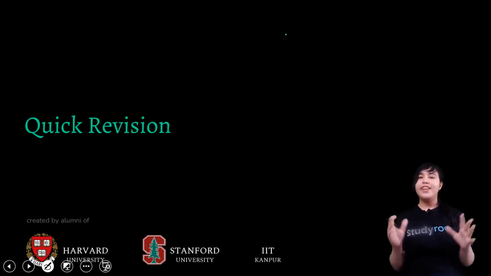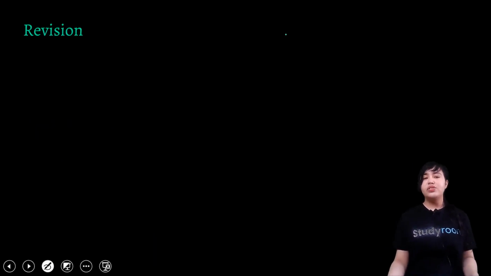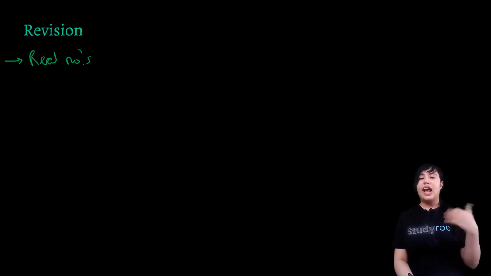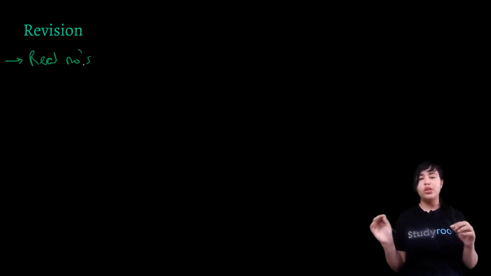So with this, we come to an end of this chapter and we'll quickly have a revision. So we revised over here what are real numbers. Real numbers are a combination of rational and irrational numbers. Rational numbers are those which include natural numbers, whole numbers, integers, and then rational numbers are those which can be expressed in the form of p by q, where q is not equal to 0.